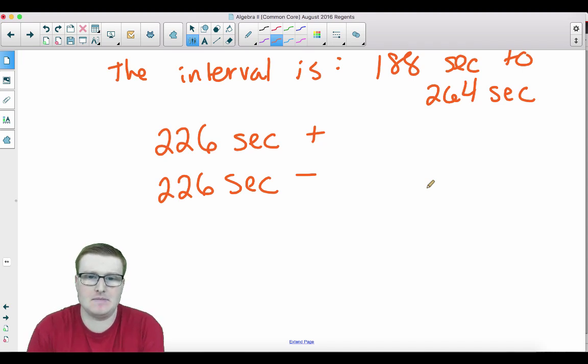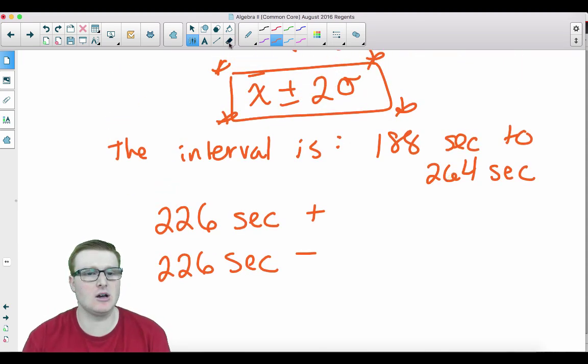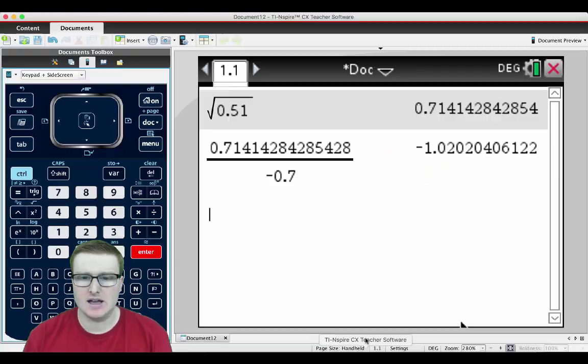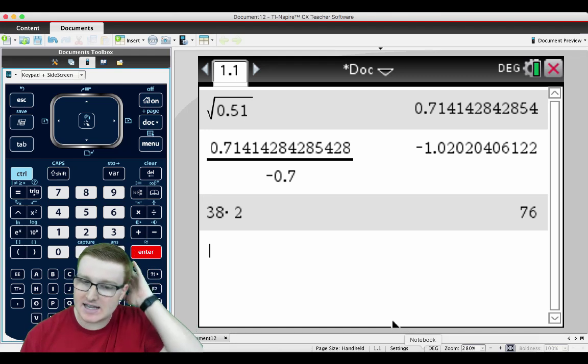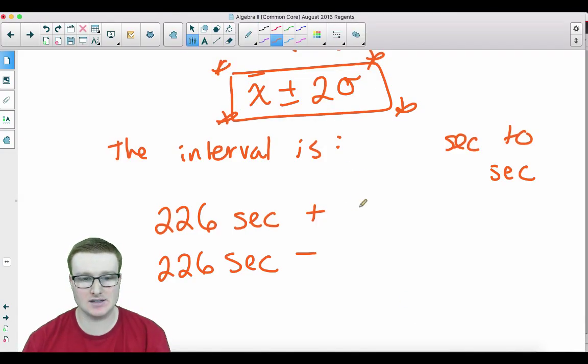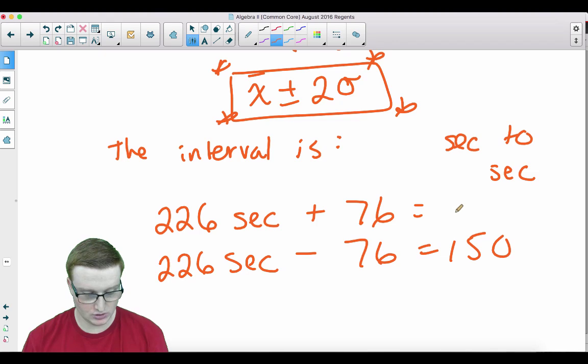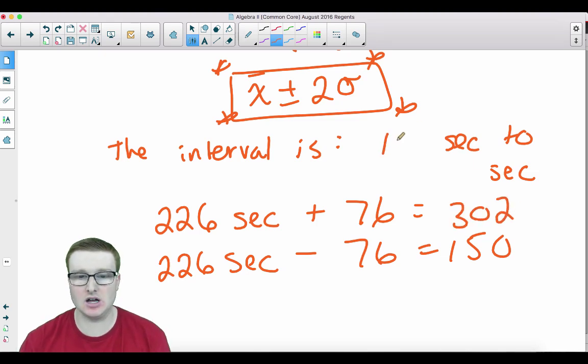No, the interval is not 188 to 26. No, I forgot to multiply on my answer key. Yeah, I'm not crazy. I need to take 38 seconds and multiply it by 2. So we're adding on 76 seconds and we are subtracting 76 seconds. My apologies. So the interval is 150 to 302 seconds. So this is 150 seconds to 302 seconds.